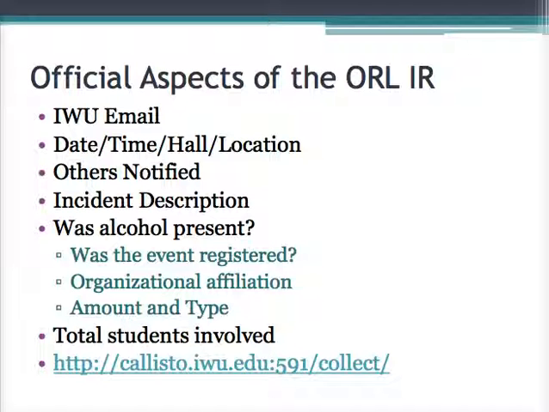You're also going to have a place to mark if alcohol was present. Was the event registered, meaning could you tell that this was a particular group of students, maybe from a student organization or from a Greek club? And then mark that organizational affiliation if you know it, as well as the amount and type of alcohol. And that does make a difference because a 21-year-old, as you know, can have beer, but if they have hard alcohols, that's not appropriate regardless. As well as total of students involved. And if you use the link here, that'll take you right to the website so you can see our official IR.